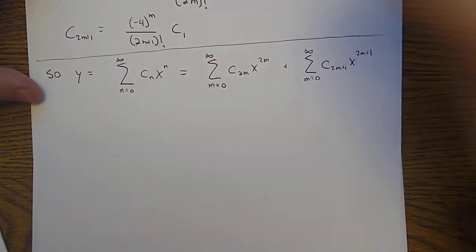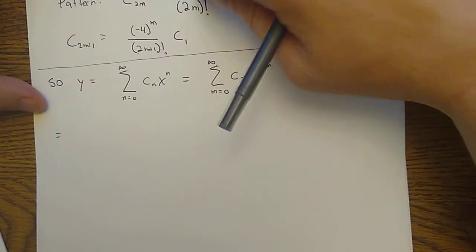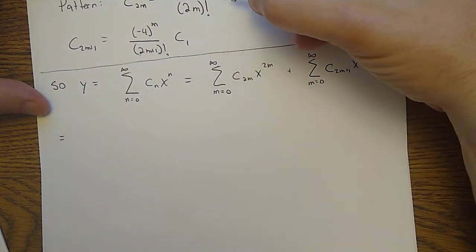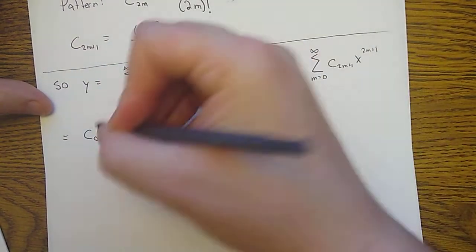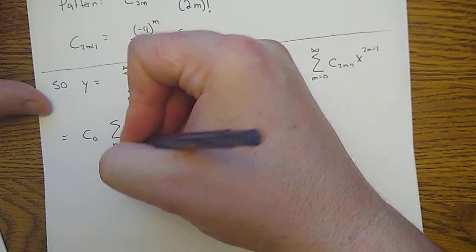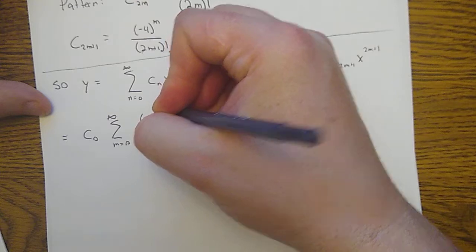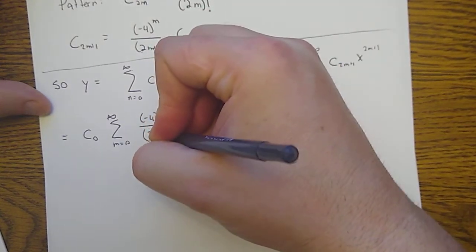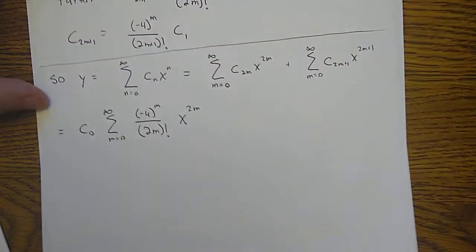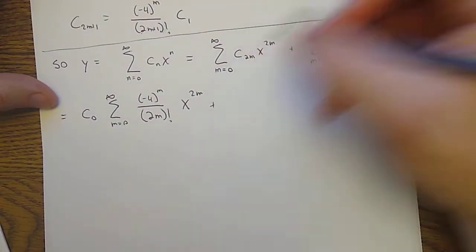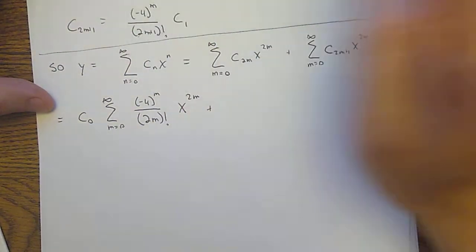And now I can just replace them. So this is this, and C0 is a constant, so I'm going to pull that out. Negative 4 to the m over 2m factorial. Similarly here, I can replace this, and C1 is a constant, so I can pull that out.